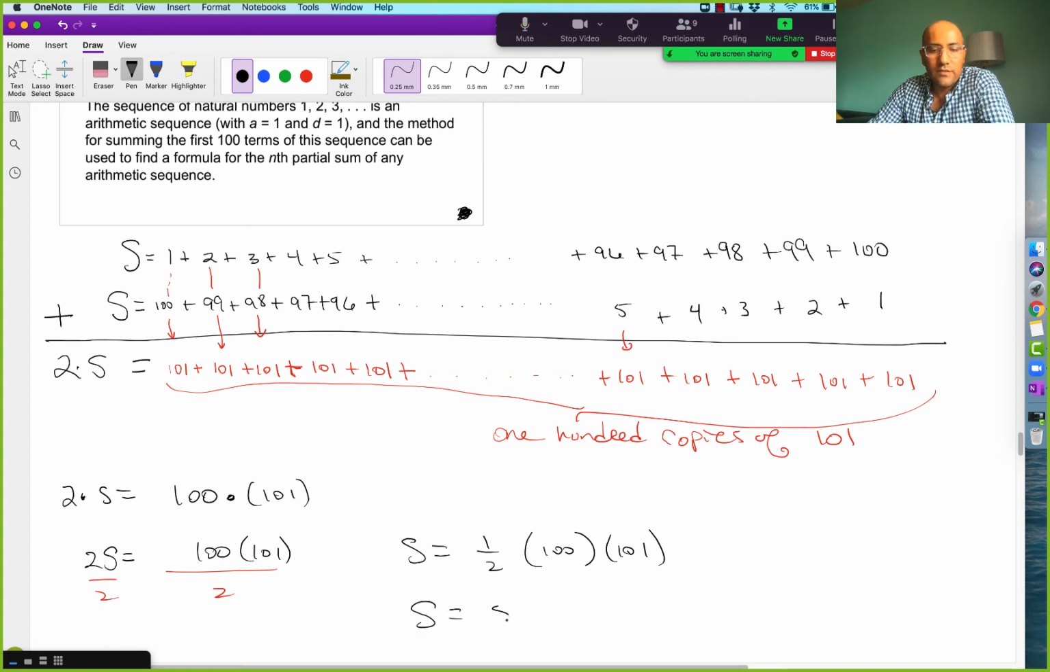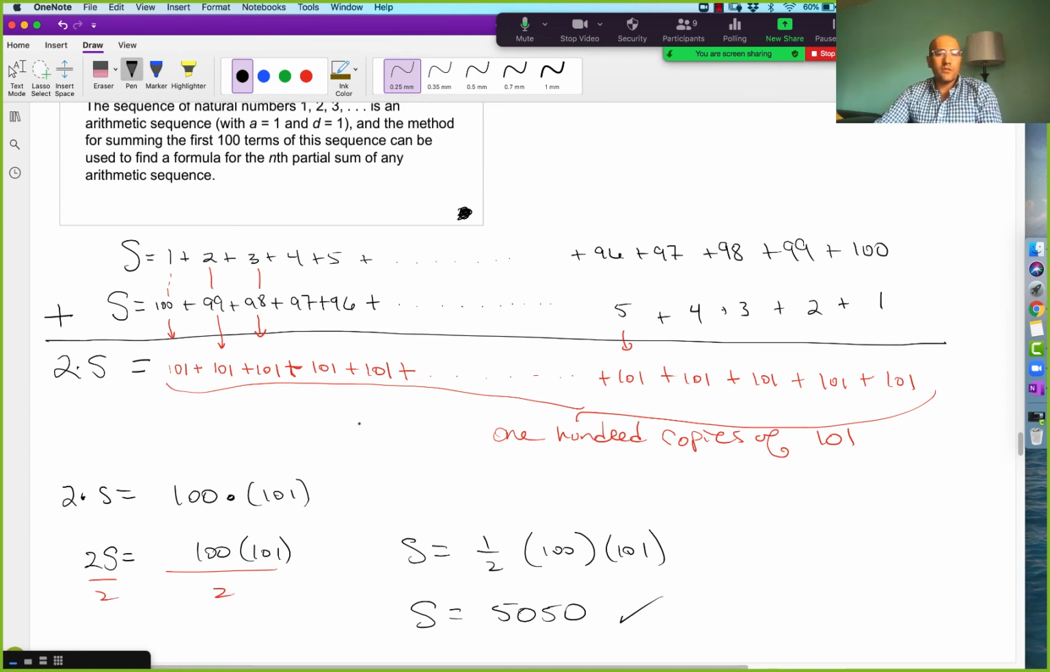So this is just going to be equal to 50 times 101. So here's little Gauss figured all this out in first grade or something. Figured out that instead of actually adding 1 plus 2 plus 3, plus 4, that would have taken a very long time to add up all 100 numbers that way. But there's a nice, pretty little shortcut to it. Any questions? No?